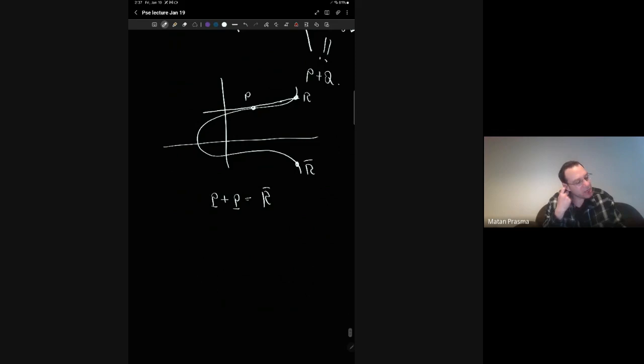A more interesting edge case would be that if I take a point P in which the tangent line is vertical. If the tangent line is vertical, then it does not intersect the curve in any other point. So for this, I need to have an additional artificial point, which I call the point at infinity.